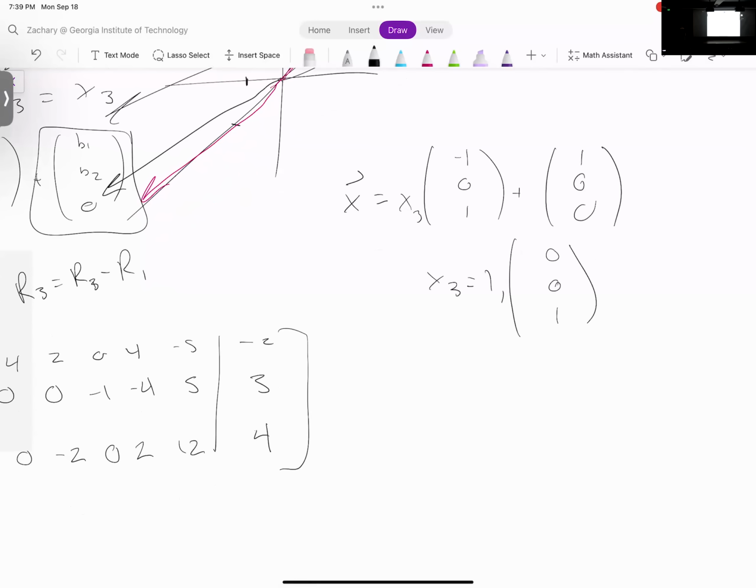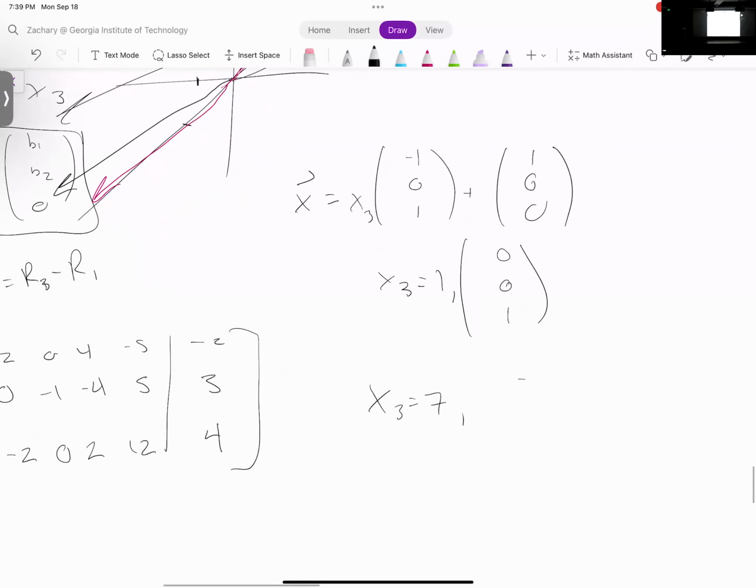Oh, that's the z-axis? No, it's not. It is a point on the z-axis. If we instead took x3 to be 7, this now gives us -6, 0, 7. We're changing x3, and yes, it will touch the z-axis, but that doesn't mean it is the z-axis. Does that make sense? Other questions?